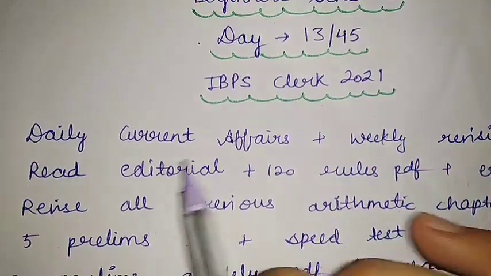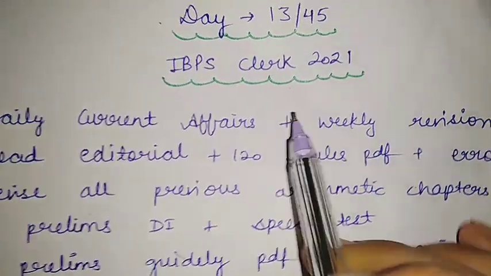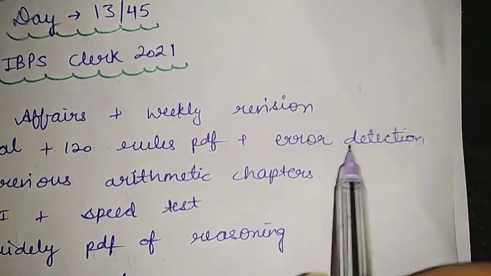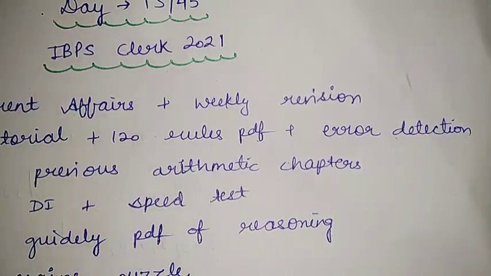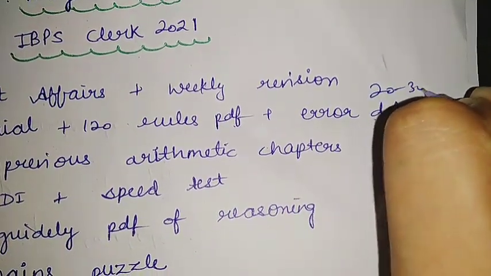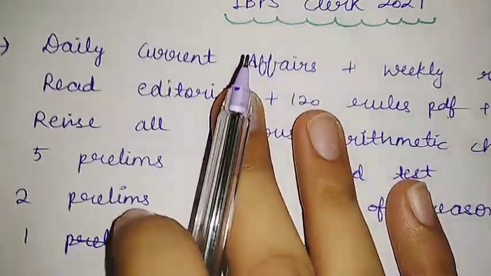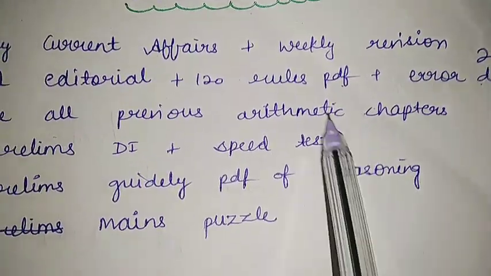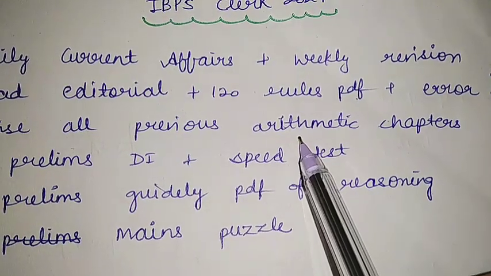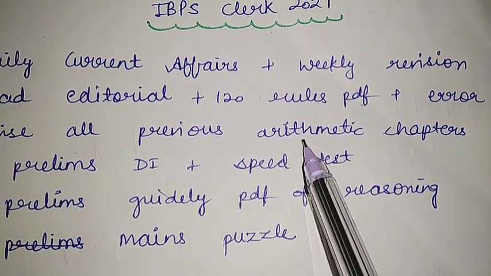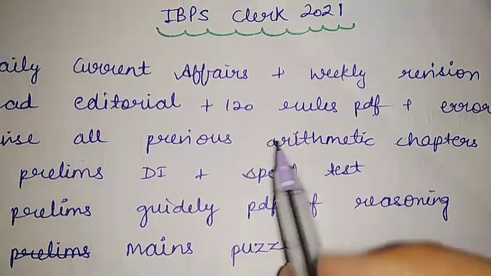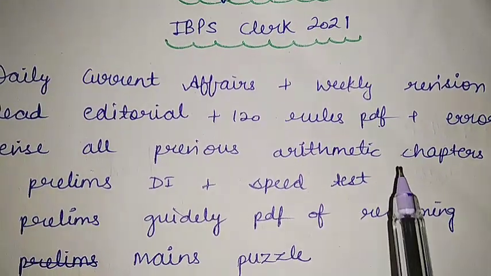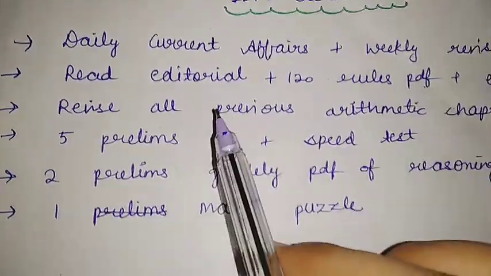Then there is reading of one editorial, 120 rules PDF and error detection. These things are for English, and solve 20 to 30 questions of error detection. Okay. Then for quant, revise all the previous arithmetic chapters which you have done till now, up till profit and loss. So try to revise the basics of all the chapters today.